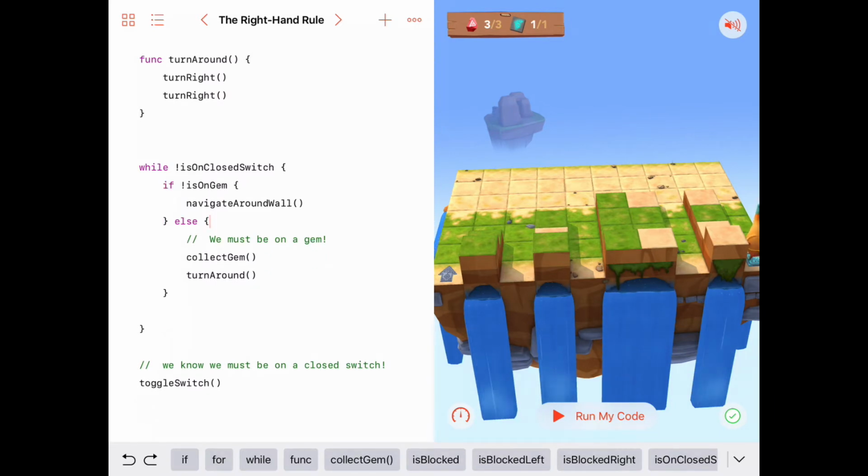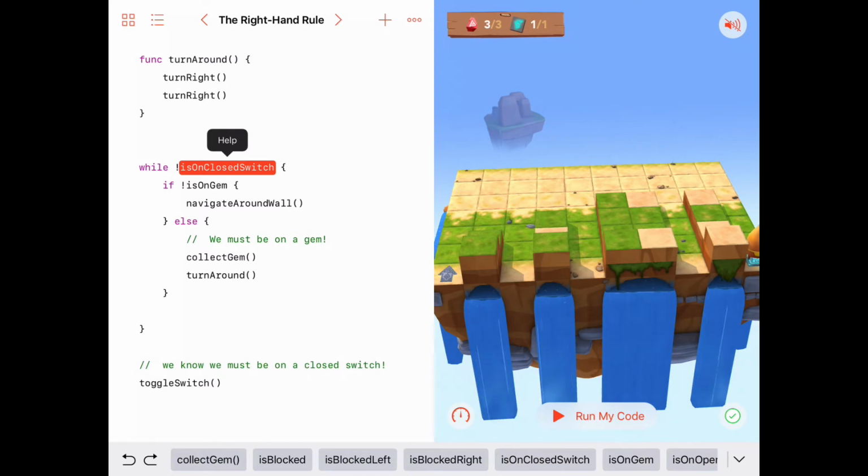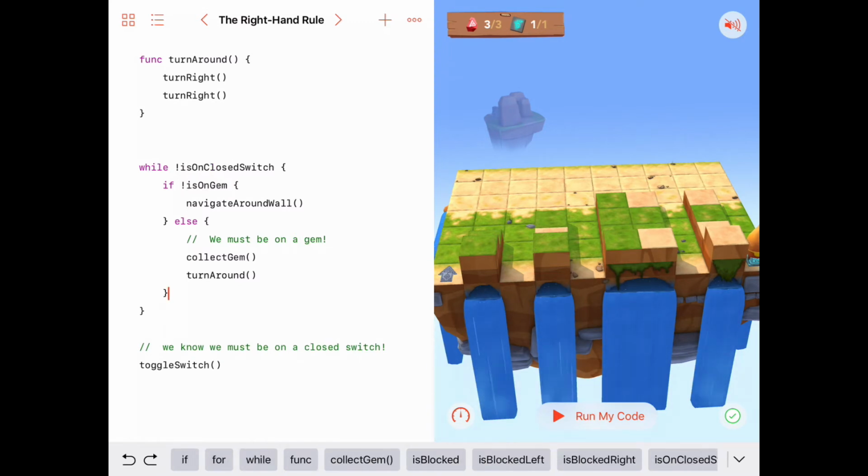There we go. And let's think about this now. So we got rid of that inner while loop because we always want to keep navigating around the wall unless we're on a gem or we're on a closed switch. And we're checking here if we're on a closed switch, we'll stop. And now we're checking here if we're on a gem, we'll stop and do something else. Okay?